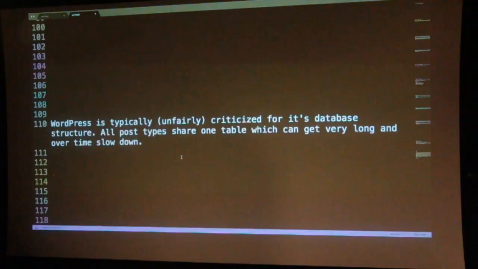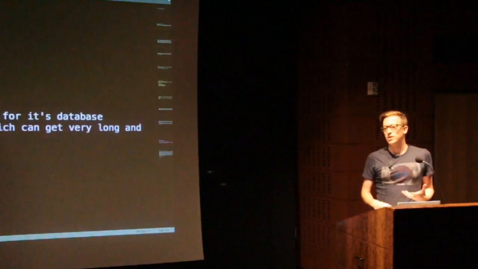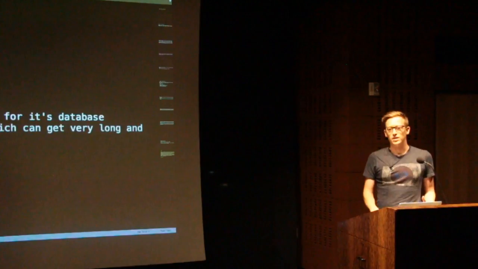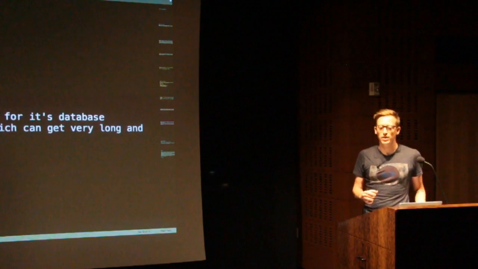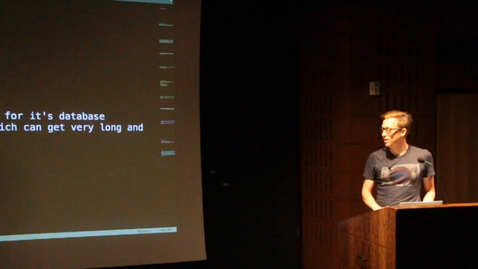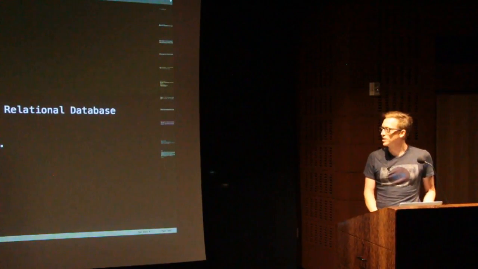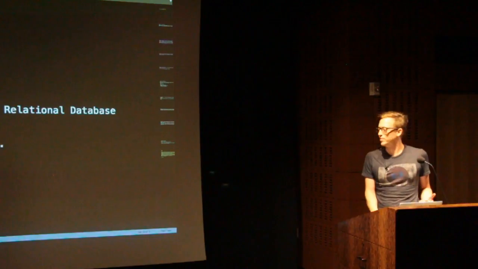So a WordPress database is a relational database. WordPress is sometimes criticized for its database structure, which I don't think is entirely fair. It's a pretty good relational database, and it works in a lot of great ways. But all the post types share one table, which can get really long. What I just said about the comments is the most obvious one: you'll have a comments table that has 100,000 lines in it. And if you need to search that table, that can be kind of slow. Typically. So none of us go around selling ourselves as relational database specialists, so who cares?